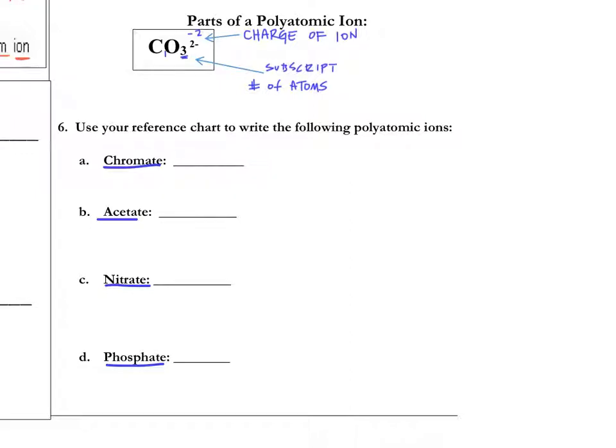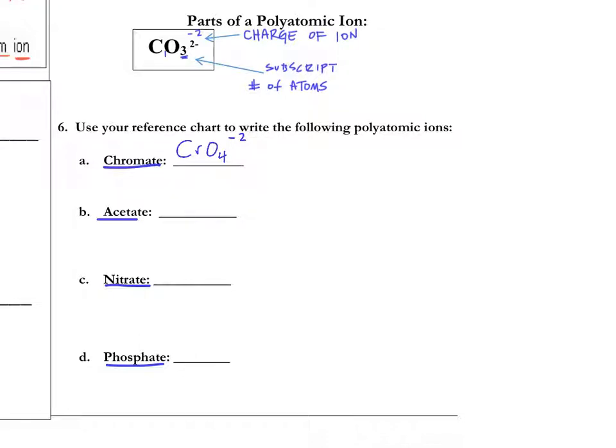Okay, let's go ahead and pick up. Looking at our polyatomic ion list, you were looking for chromate. Chromate is the 6th polyatomic ion listed, and the formula for chromate is CrO4 with a -2 charge, or 2 minus, however you'd like to write it.